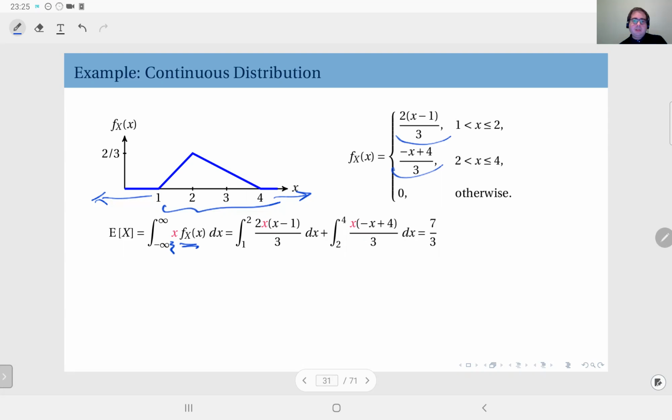So we are going to plug this in, and the integral from 1 to 2, the PDF is 2 times x minus 1 over 3, and multiply that with x, this x here, and integrate from 1 to 2, and add to that the integral from 2 to 4, x times the PDF, minus x plus 4 divided by 3. If you compute this, this is not that difficult to do. You get 7 over 3.